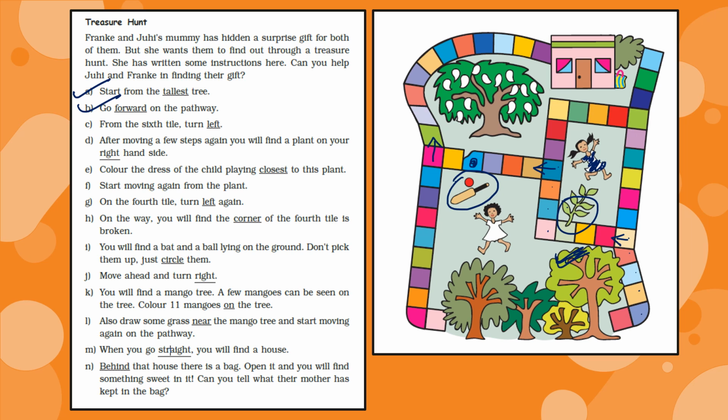You will find a mango tree. A few mangoes can be seen. Color the 11 mangoes. Now, also draw some grass. We have drawn some grass. When you go straight, you will find a house. This is the house. Behind the house, there's a bag, and in this bag we get the treasure.